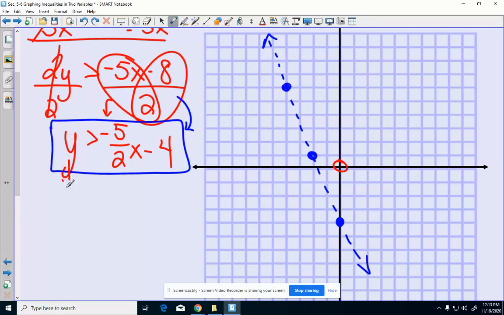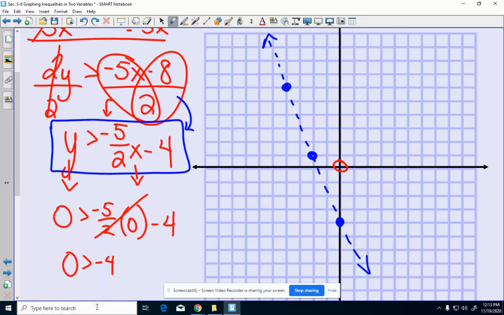Here's what that's going to look like. I'm putting a 0 in for y and a 0 in for x, and I'm going to solve this. So it's going to say 0 is greater than -5/2 times 0 minus 4. Well, hold on. What happens when you do -5/2 times 0? That goes away. So you're left with 0 is greater than -4. Is that true or false? That's true. Good. Which means that since this point was true, everything over here is true.